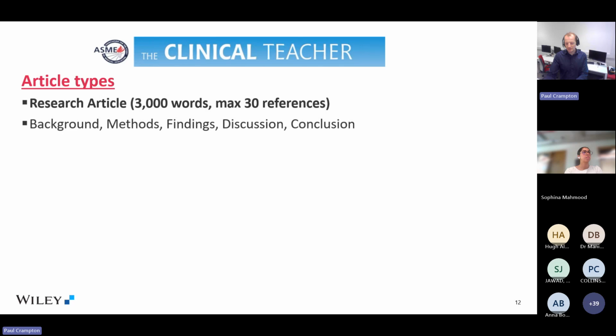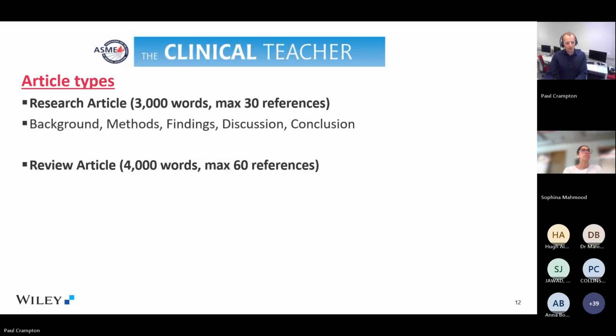So in terms of the articles, some of the main ones, we've got the research article type. This is up to 3,000 words with 30 references and structured with the traditional background, methods, findings, discussion and conclusion. We've also introduced a review article type.